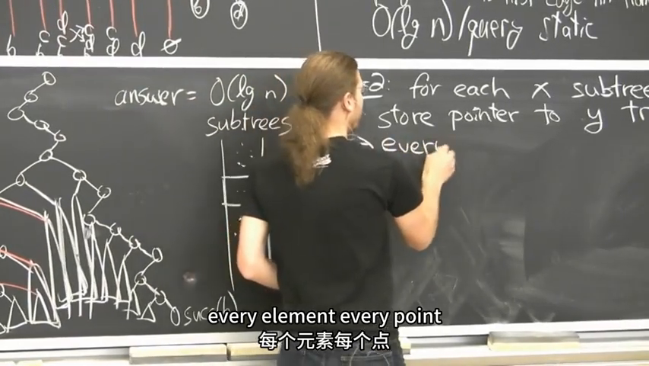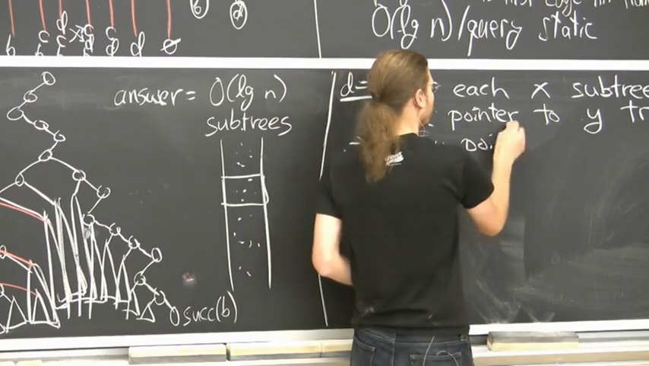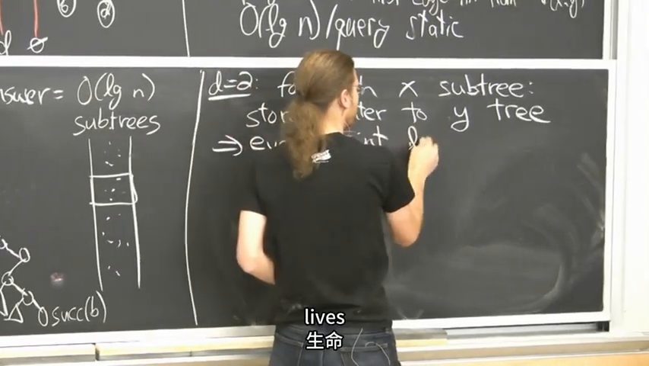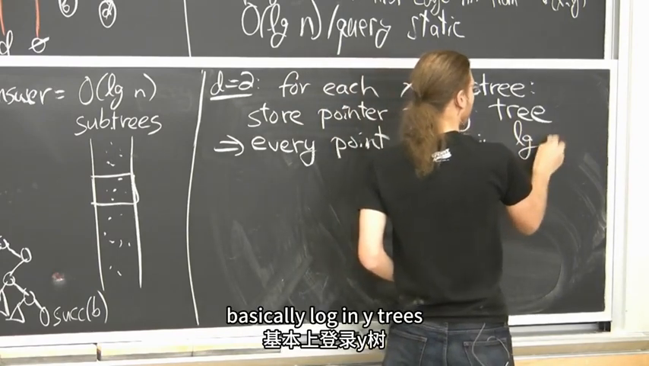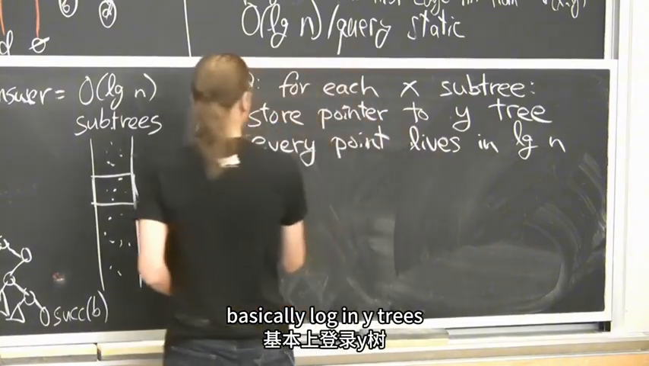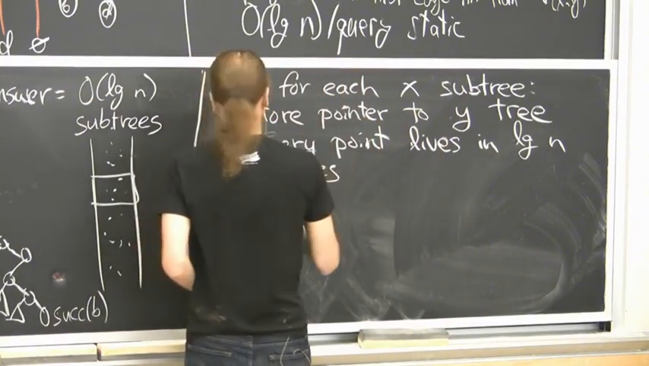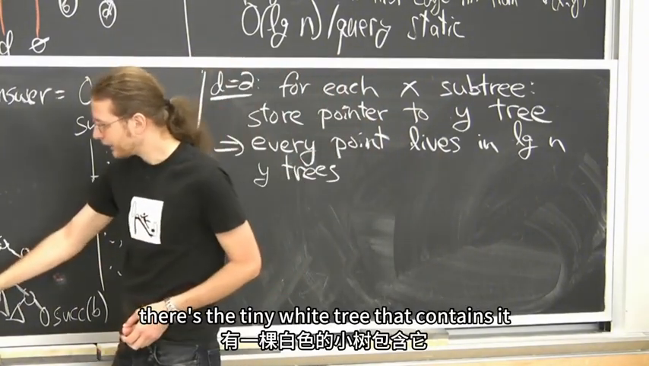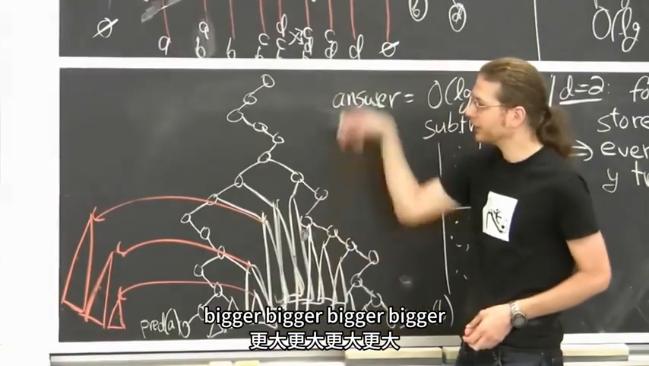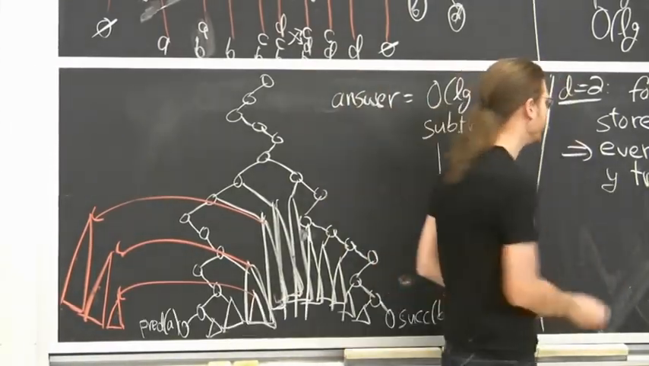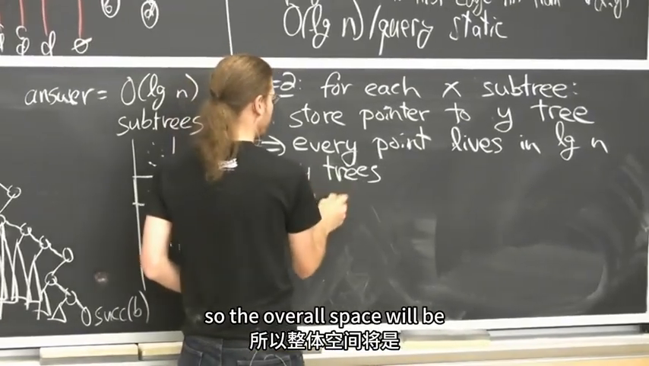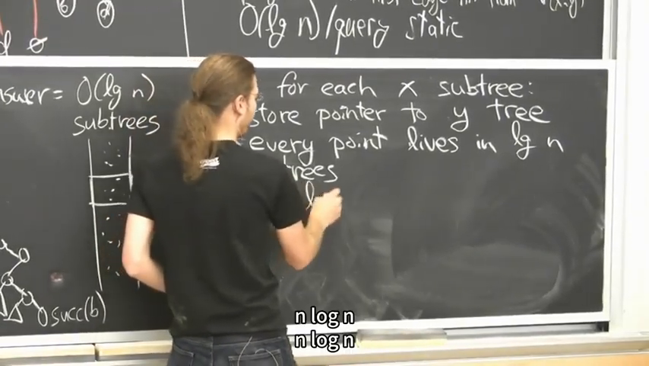Every element, every point, lives in basically log n y trees. Because if you look at a point, there's the tiny y tree that contains it, bigger, bigger, bigger, bigger, until the entire tree also contains it. Each of those has a corresponding y tree. So the overall space will be n log n.